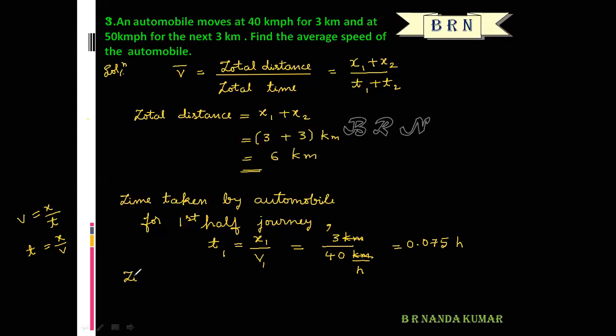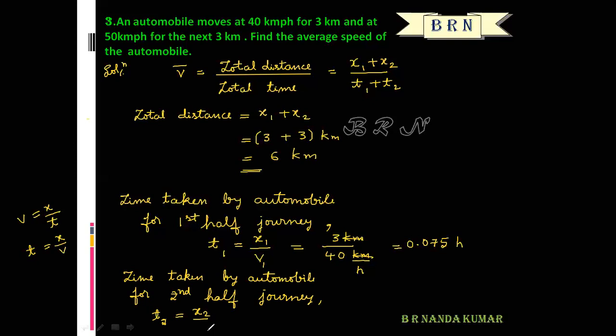Then the time taken by the automobile for the second half of the journey, that is T2, is equal to, what is the expression? X2 divided by V2. So X2 is 3 kilometer.